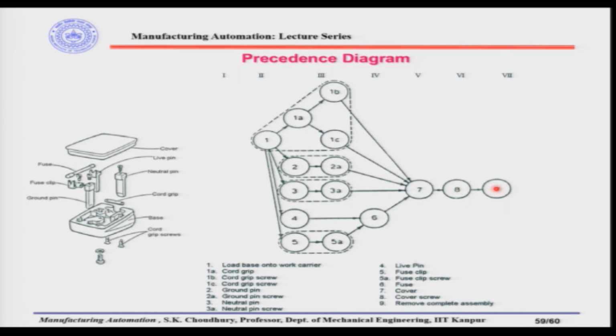Now, as you can see, these are subdivided into columns. For example, 1 is in column number 1, and in column number 2 we have 2, 3, 4, 5, which, as I said, can be made in any sequence. But 7, 8 and 9 are separately standalone, in the sense that there is no alternative for 7, 8 and 9. So, 7 has to be done first, then 8 and then 9, because as you can see, first the cover has to be assembled, then the cover screws can go from the other side and so on.